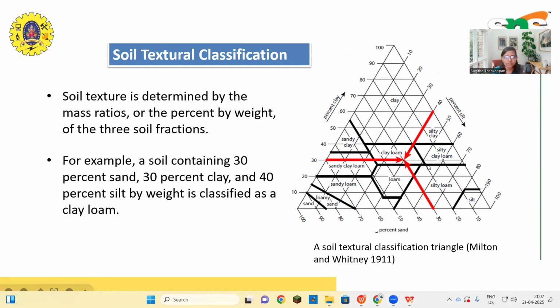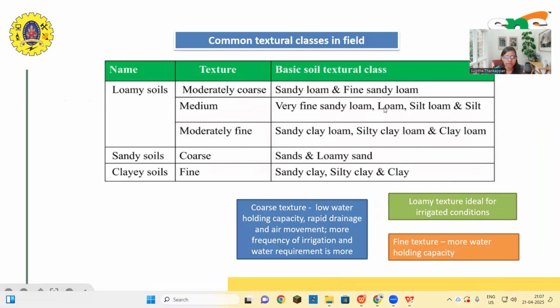For example, if you take a clay loamy soil, you can follow the red highlights. It comprises 40% of silt, 30% of clay, as well as 30% of sand. So this is considered to be an ideal soil. Based on this proportion, you can classify any type of soil as sandy clay or sandy loam or silty loam and so on. So this textural classification is very important.